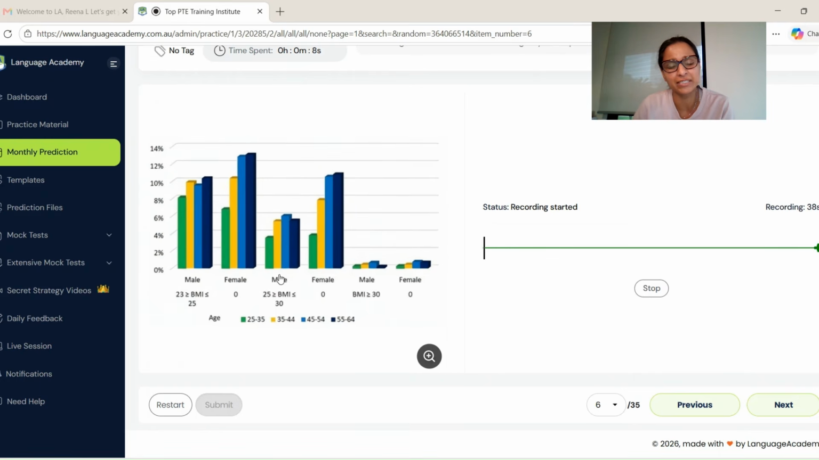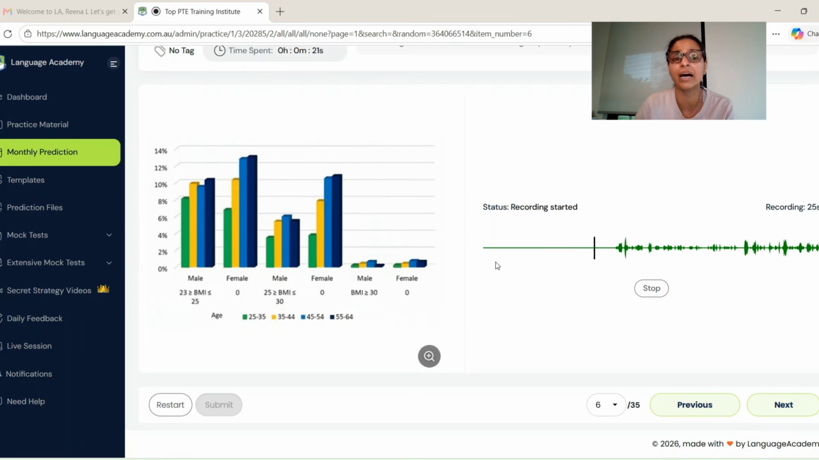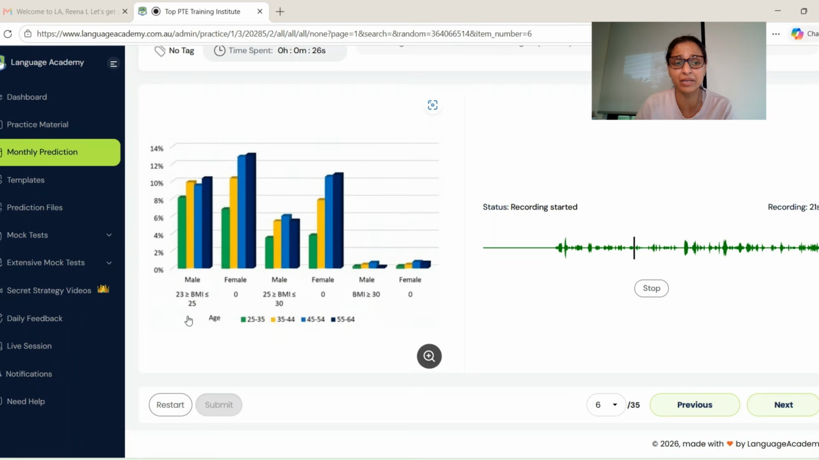The given image is a set of bar charts showing the BMI, or body mass index, for particular age groups of males and females. On the y axis are the percentages 0 to 14%, and on the x axis are males and females respectively. Three different groups are represented: BMIs between 23 and 25, BMIs between 25 and 30, and BMIs above 30.